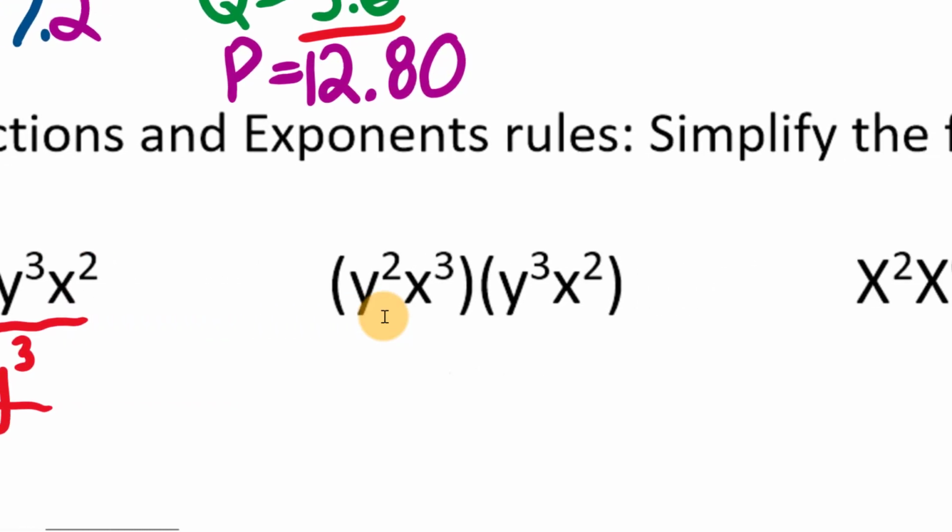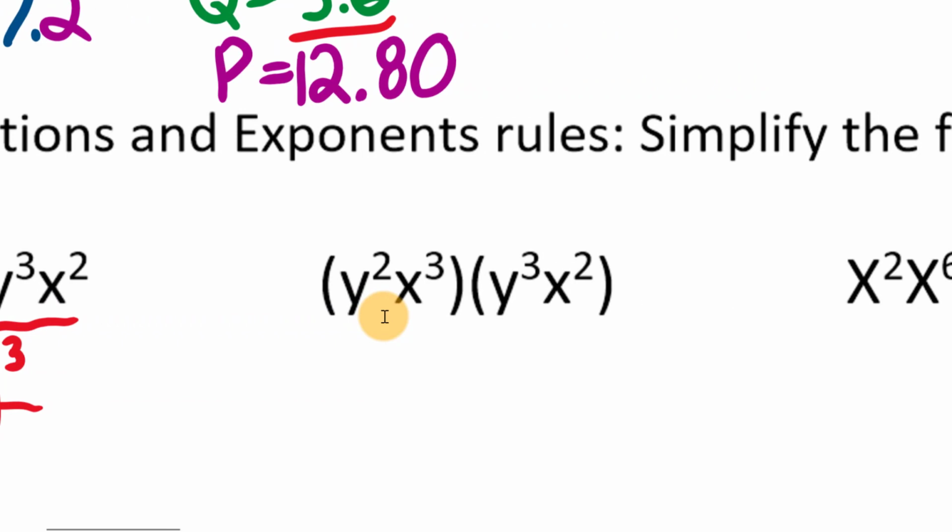What if we're multiplying these same terms together instead of trying to add them? What if we had y squared x cubed times y cubed x squared? Yes, we can simplify this. So since everything's multiplied together, we can group the y's. And what's the rule when you're taking y squared times y cubed? How do you group those together? The rule is to add exponents.